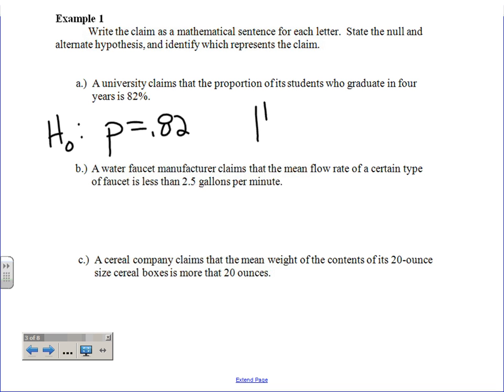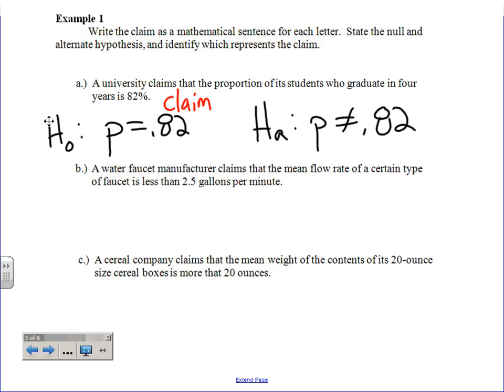So the alternate, which is little a down there, right, you've got to have all possibilities here, that's not equal to. So I always start by doing those two. Now let's read it again and figure out, of those two, which is actually the claim. So the university claims that the proportion is that. The first one. Is it always going to be that one? No.